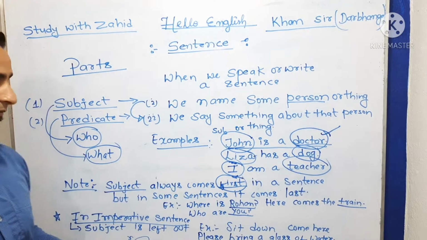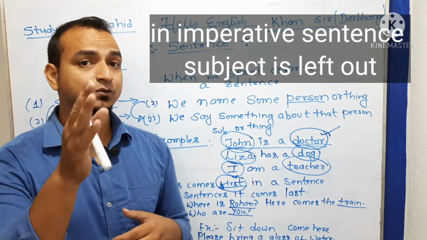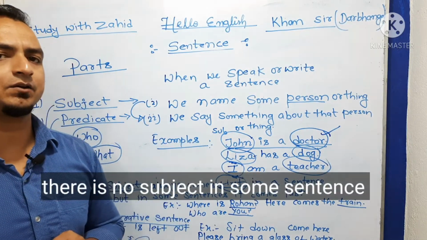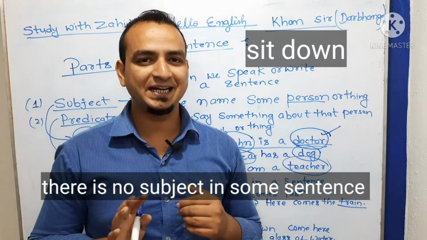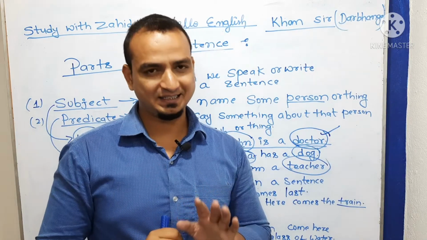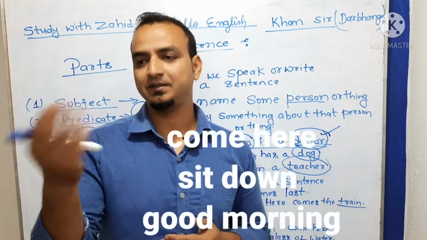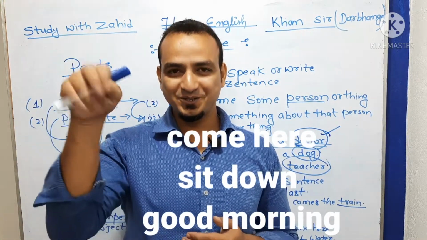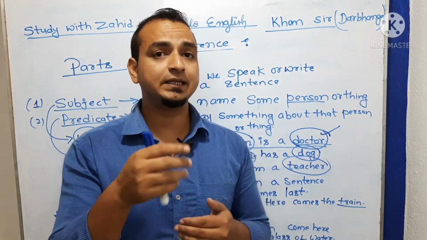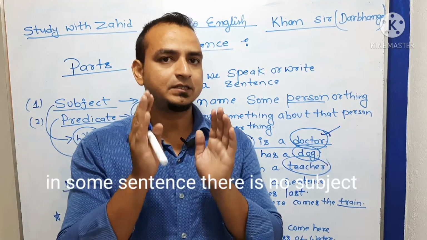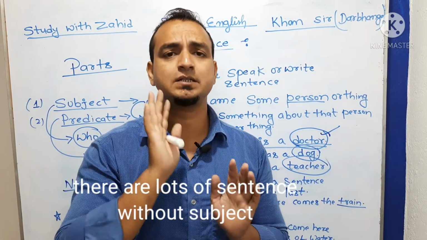Okay, and one more thing you have to understand. In imperative sentences, I am going to speak some imperative sentences, and you will find out there is no subject in these kinds of sentences. Like "Sit down." Because I am talking to you, the subject is already understood. "Sit down" means "you sit down." So "you" is already understood, so we don't speak it. "Come here." Obviously I'm calling you, so you are going to come to me. So in imperative sentences the subject is already understood, and you have to keep this in your mind. In imperative sentences there is no subject; there are lots of sentences without a subject.